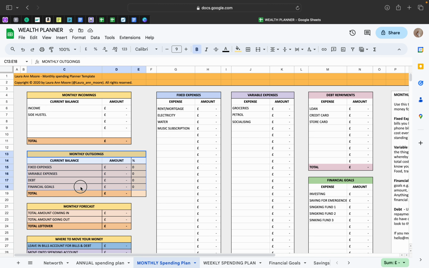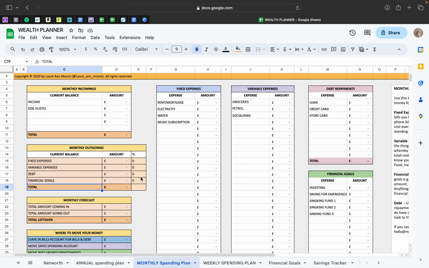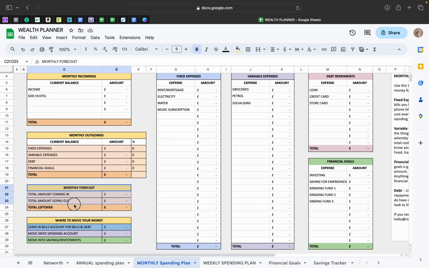Now this section here is going to break down for you the percentage of your outgoings and expenses, and what percentage of your income you're spending on those expenses. Down here, you're going to have the monthly forecast, which just gives you an overview of what's coming in, what's going out, and if you have anything left over, or if you're actually spending too much.